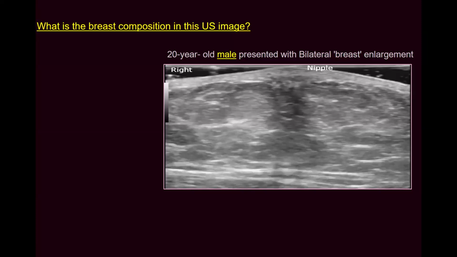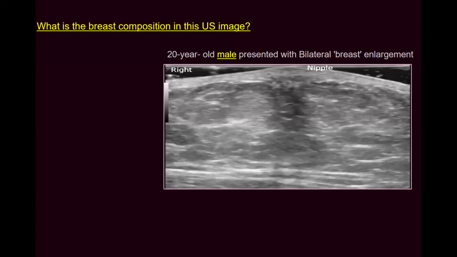It is fatty. If it is a female, what is the background parenchymal texture? Homogeneous background echotexture, fat. Excellent. But since he's a male, then what will the diagnosis be?